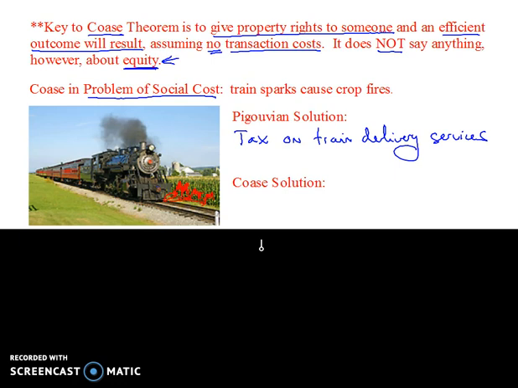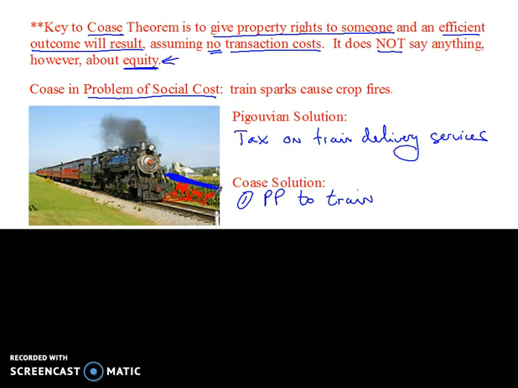When we think about assigning private property rights, there are multiple possible answers. So I'm going to say Coase answer number one is to give private property rights to the train. They have private property rights to drive on these rails, and if sparks shoot out, then that's just too bad because the train has private property rights. And then we let the market take care of it from there. Maybe the crops within about 5 feet of the train are the ones that get destroyed.